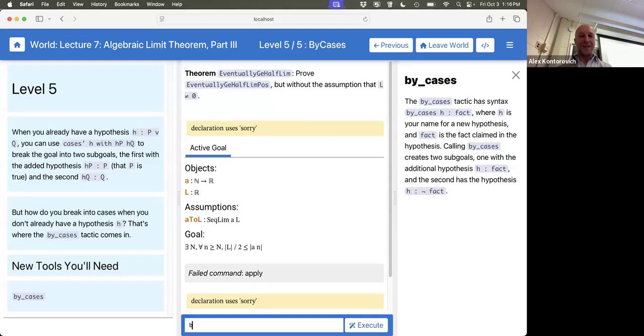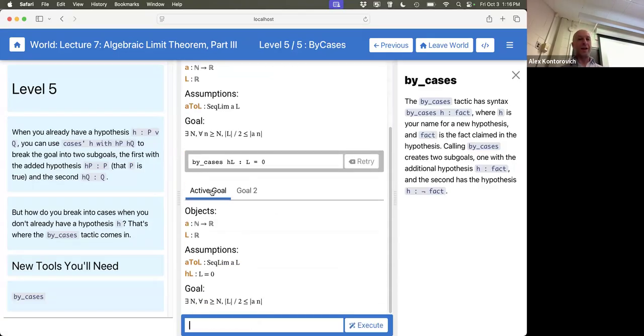Okay, and that's called ByCases. Let's give that hypothesis a name, HL, and it's whether L is 0 or not. So this is the syntax: ByCases, the name of the new hypothesis, and then what the hypothesis should be. Now when I hit enter, we are going to have 2 goals, an active goal and a goal that we'll have to come back to later, 2 sub-goals. The first sub-goal says L is equal to 0, and the second sub-goal says L is not equal to 0.